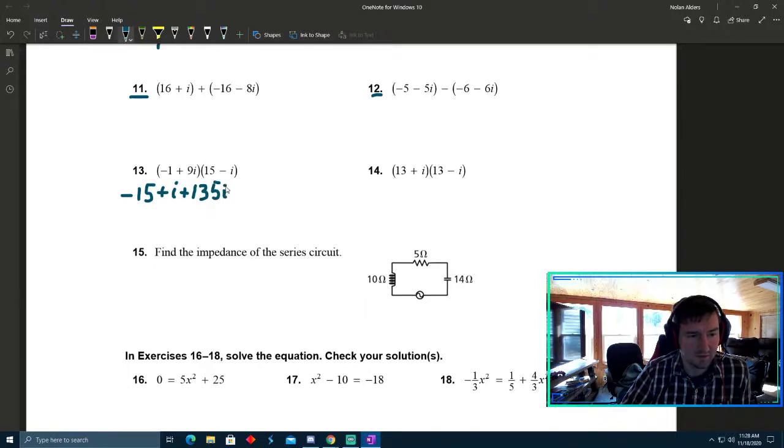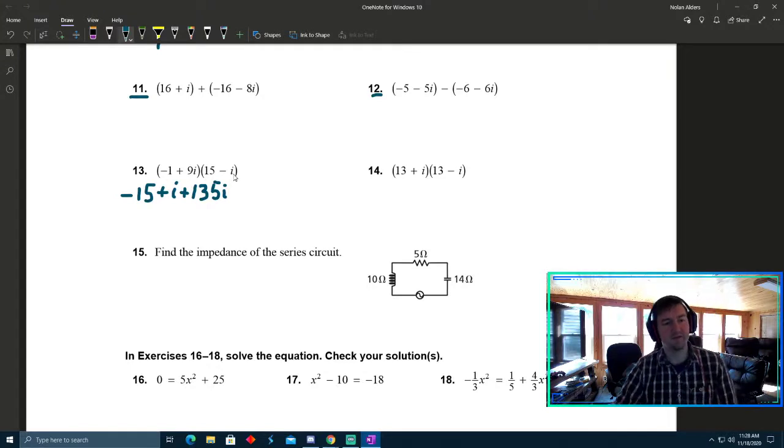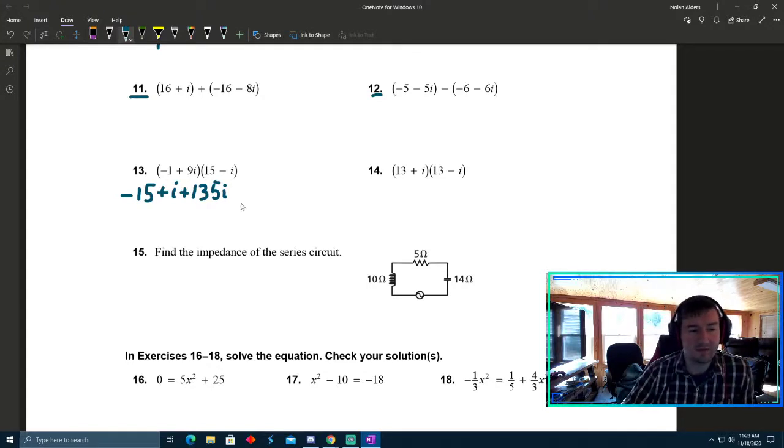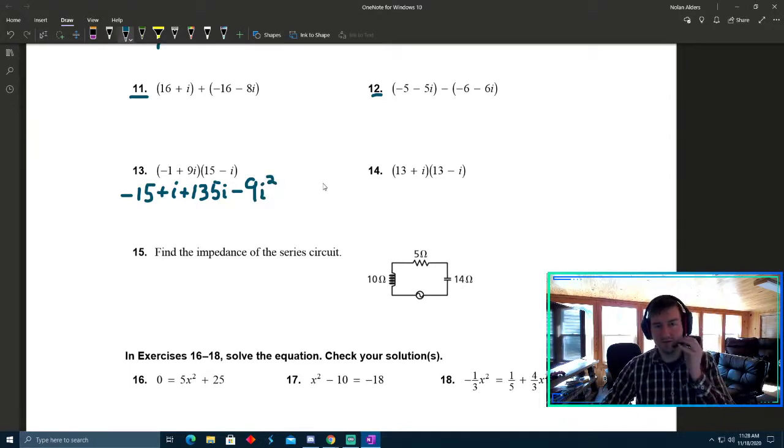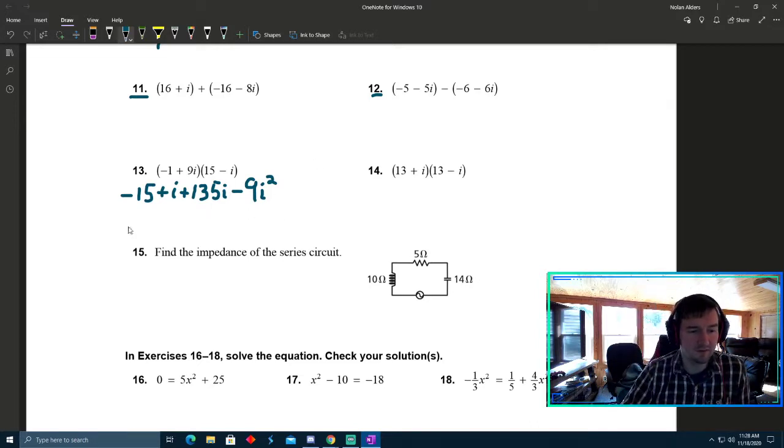All right. And then we have 9i times negative i. So we have negative 9i squared, right? Negative 9i squared. So we have two i's there. But remember, i squared is just negative 1. Remember that from up above. i squared is just negative 1. So we can simplify all this.